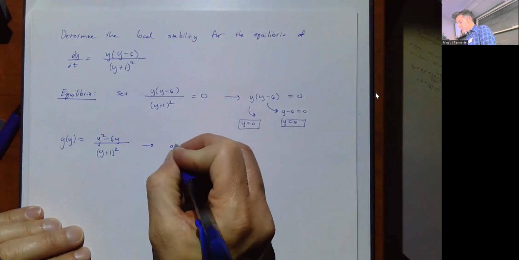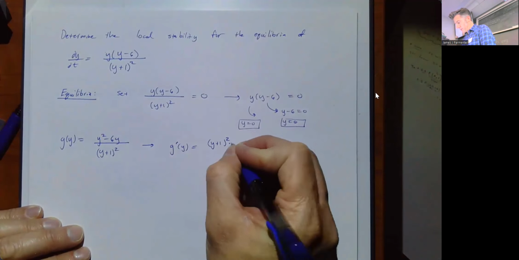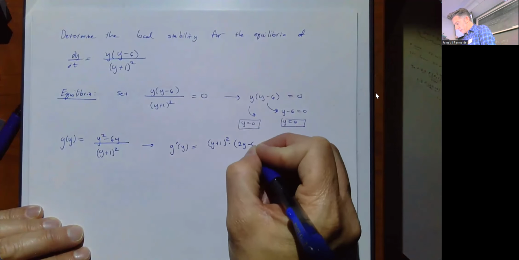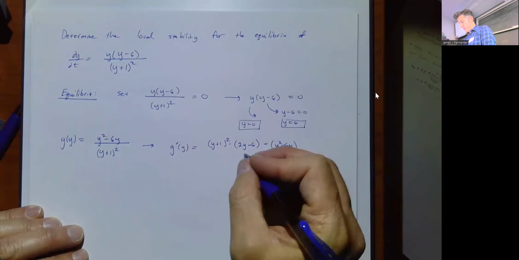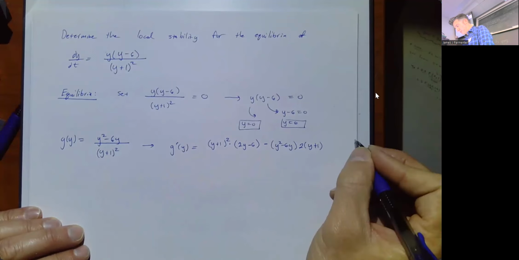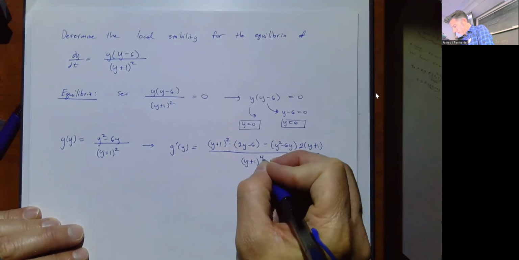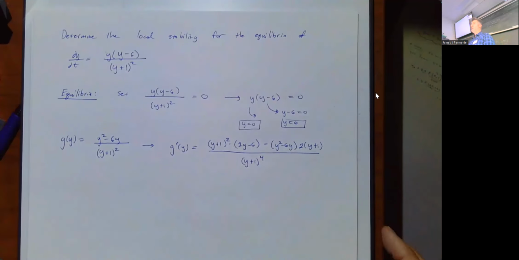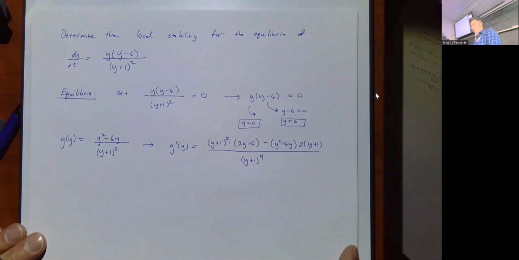So let's find g prime of y. G prime of y is going to be the bottom times the derivative of the top, which is 2y minus 6, minus the top, y squared minus 6y, times the derivative of the bottom, which is not as terrible as it seems. It's 2 times (y plus 1) to the first times 1, divided by the denominator squared, which is (y plus 1) to the fourth. And in my opinion, there is no good reason to simplify this. Because all I'm trying to do is figure out what's happening when I plug in 0, what's happening when I plug in 6. So let's plug in 0 first, because that shouldn't be too terrible.